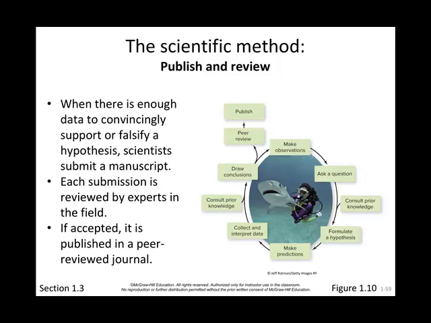Once a scientific experiment is complete, if there's enough data to convincingly support or falsify a hypothesis, scientists can submit a manuscript to a peer-reviewed journal. Then the editors of the journals and other experts in the field will decide if the research finding is worthy of being published in their journal. In our example of the car, we probably would not decide to publish.